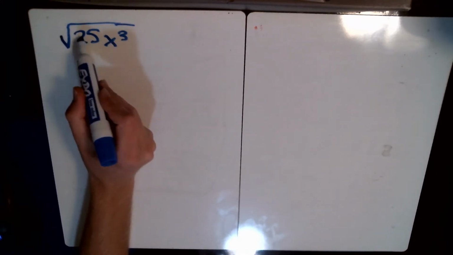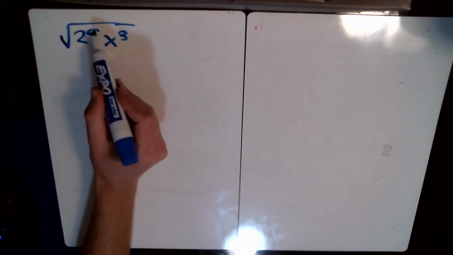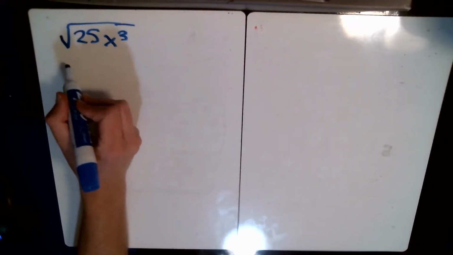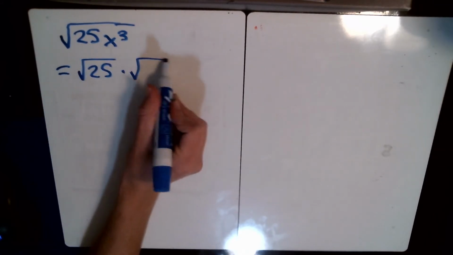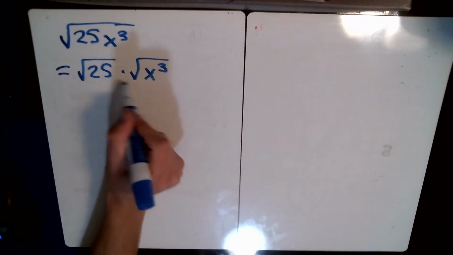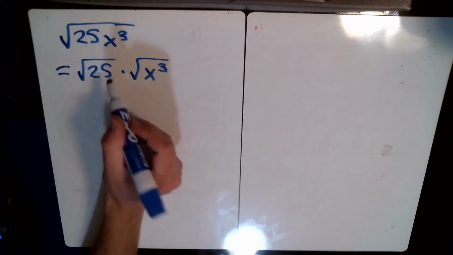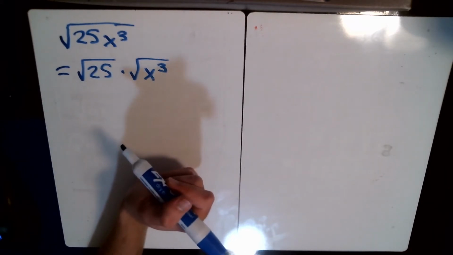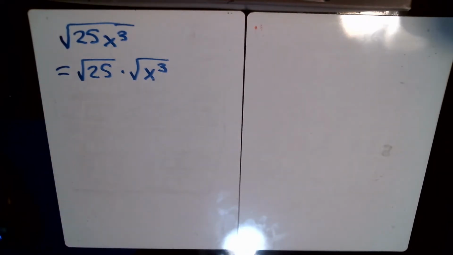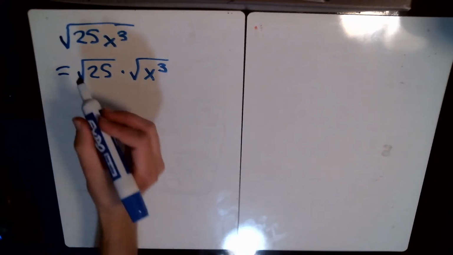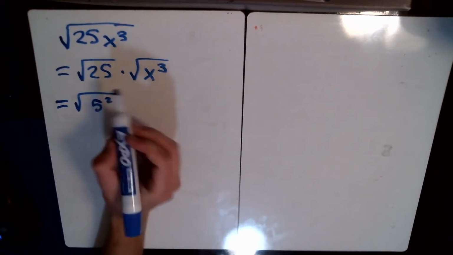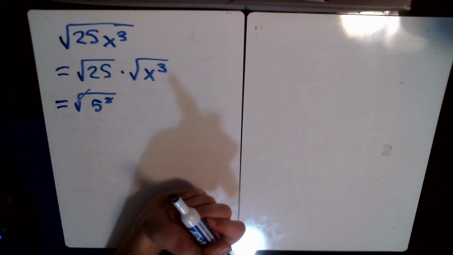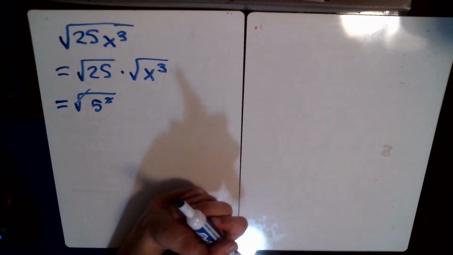So first I want to think of, well, I can break this into two pieces, if you will. I can write this as the square root of 25 times the square root of x cubed, and then simplify each piece individually, do the numbers and the variables on their own. So the square root of 25, we've already seen that that's a very nice number, and the reason for that is that 25 is 5 squared, and so the square root and the square cancel out, right? And so we just get 5.